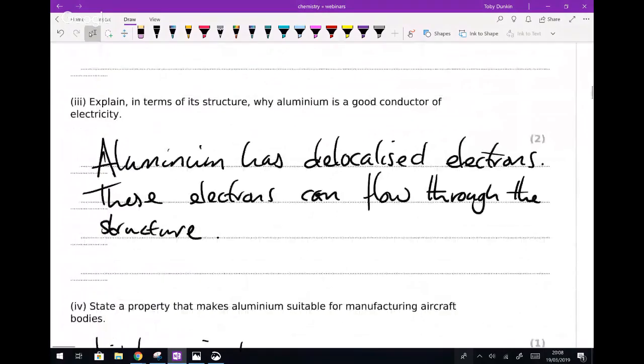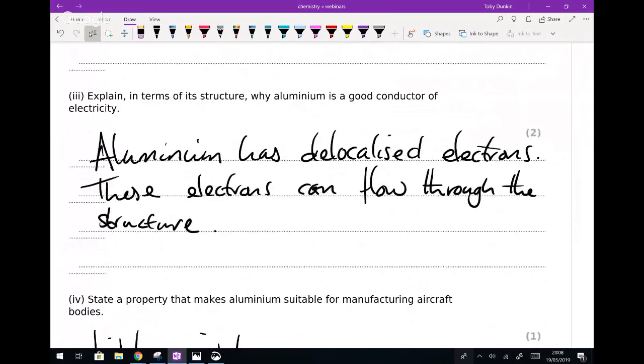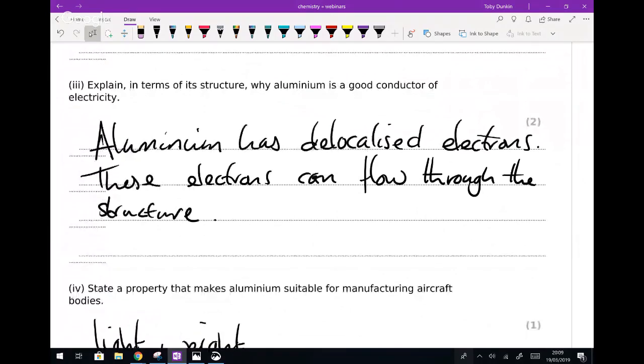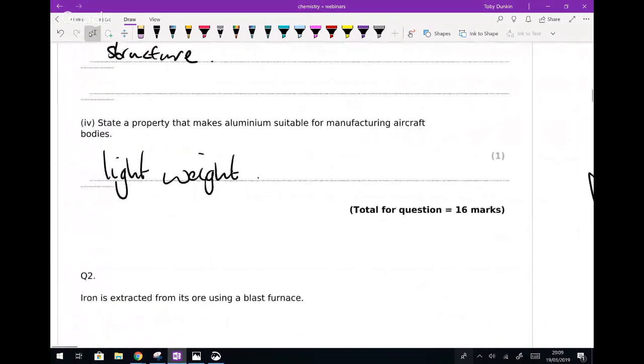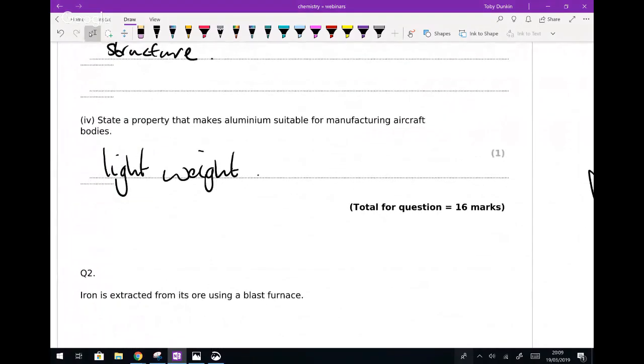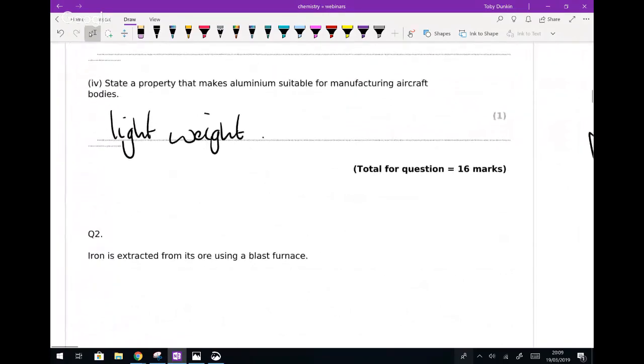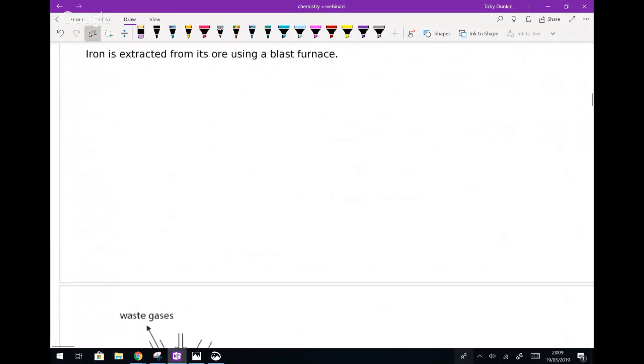In terms of its structure, why is aluminium such a good conductor of electricity? Aluminium, 2 marks. Aluminium has delocalized electrons. These electrons can flow through the structure. Next, state the property that makes aluminium suitable for manufacturing aircraft. It is lightweight or low density, for any of you posh physicists.